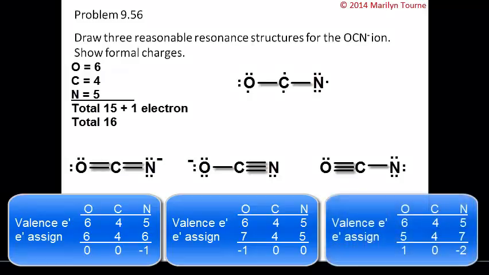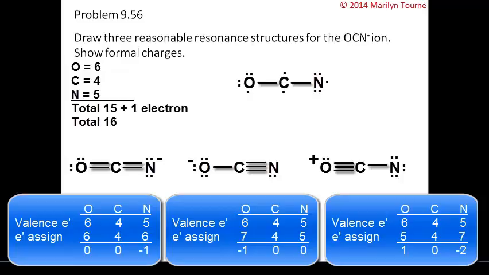Oxygen comes with 6 originally, but right now it's got 5. So that's going to be 6 minus 5 is 1. Carbon comes originally with 4, and now it's got 4. And what about the nitrogen? The nitrogen comes originally with 5, but has 1, 2, 3, 4, 5, 6, 3 lone pairs, and then 1 that it's sharing.